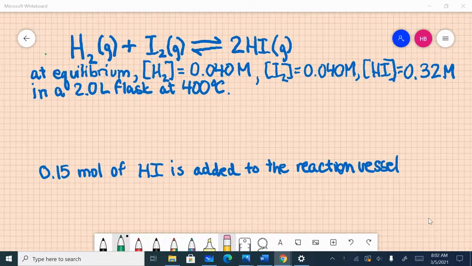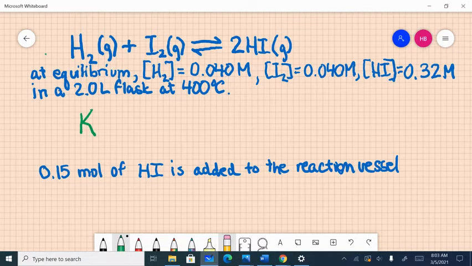So at equilibrium, the concentration of H2 is 0.040 molar. The concentration of I2 is 0.040 molar, and the concentration of HI is 0.32 molar. This is in a 2-liter flask, which we don't have to pay attention to yet because we were already given it in molarity, M. That's moles per liter. This particular set of circumstances is unique to 400 degrees Celsius. So let's first figure out what our K value is.